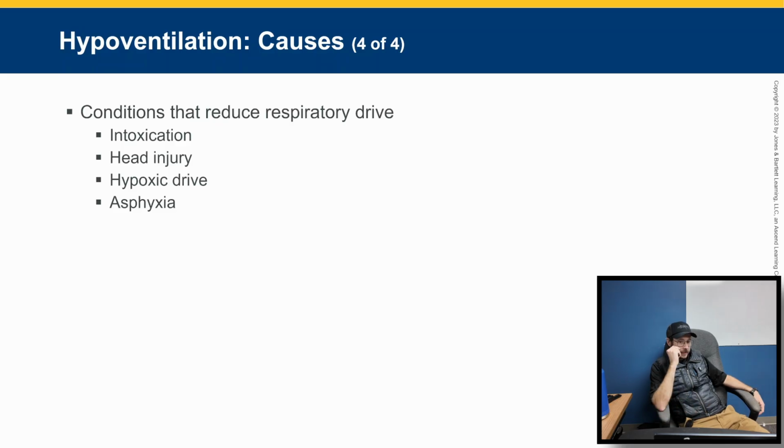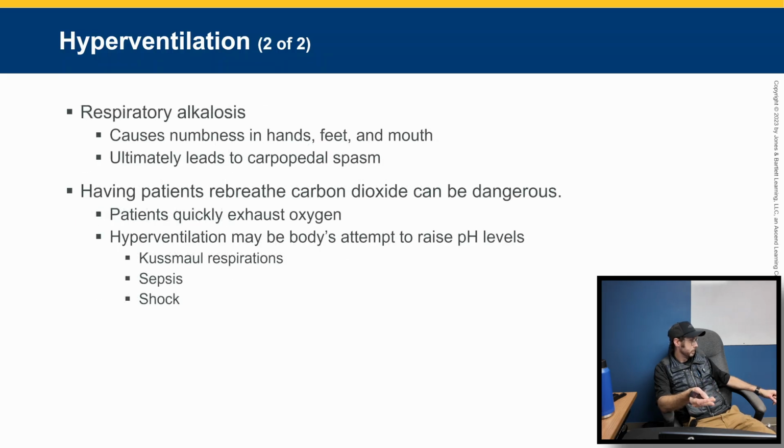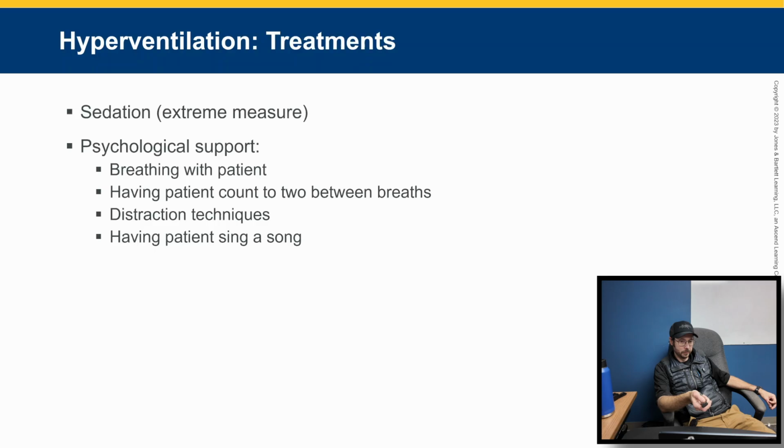And then other things that just reduce your respiratory drive, opioid overdoses, intoxications, head injuries, asphyxia, things like that. Then we go to hyperventilation. That's the exact opposite of everything we just talked about, right? So instead of acidosis, what does hyperventilation cause? Alkalosis, yep.